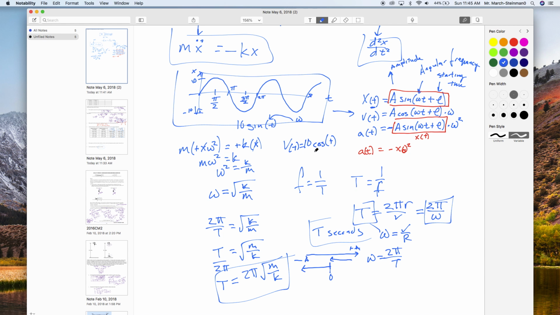And 10 cosine t says that at pi seconds, what I'd see is a -1. My speed would be -1 times 10, so that would be -10 radians per second. And you can do some conversion on that. Likewise, you can find acceleration at any point and position at any point. Okay.